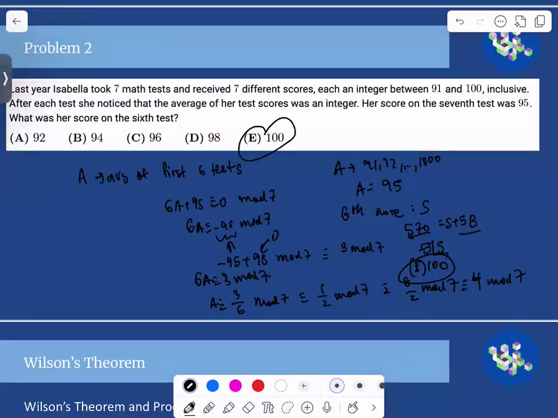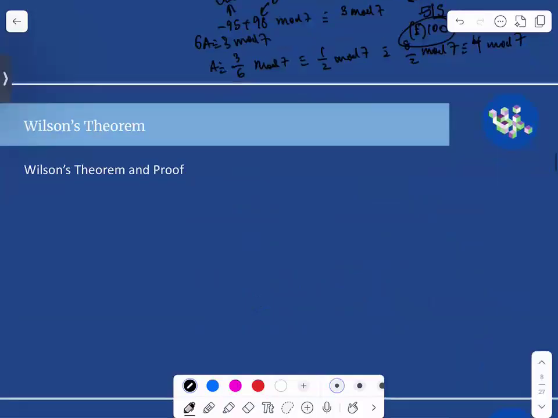So the answer to this question is 100. And now I'll quickly cover Wilson's theorem and its proof. It doesn't appear a whole lot in AMC and AIME, but it does appear sometimes. Wilson's theorem states that for any prime p, p minus 1 factorial is congruent to negative 1 mod p.